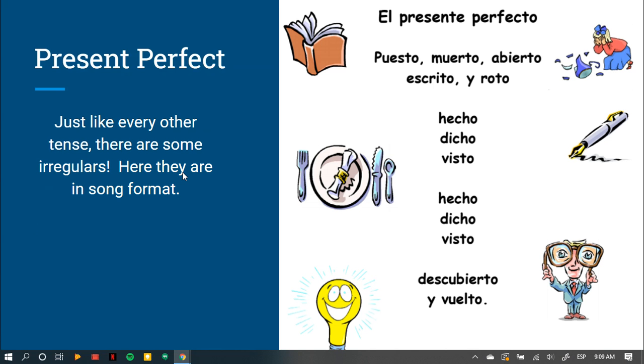The last page shows that we have irregulars. Just like any tense, this also has irregulars. And this is in song format. I sadly don't know the tune to the song. But if you know the song, or you could ask your teacher, feel free to sing it. Maybe they'll even sing it with you. But these are many of the irregulars.